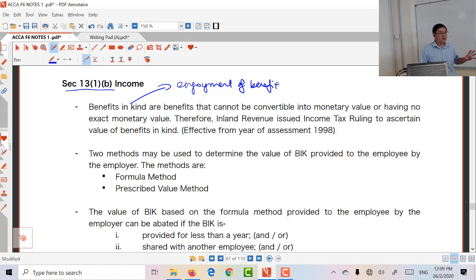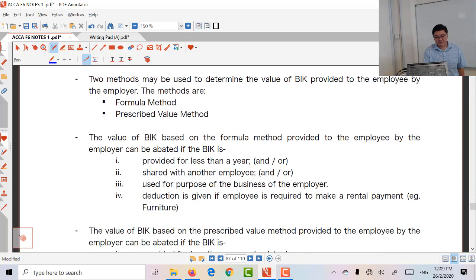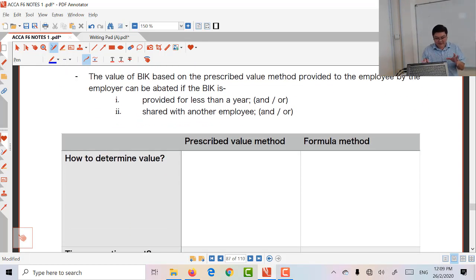Like if your boss says, that's the car key. You drive the car home and you can drive this car for the rest of the year. Now, I've been driving the car, so what's the value of the car? So how do you determine? We have said this before, but I'm going to look at this in detail.